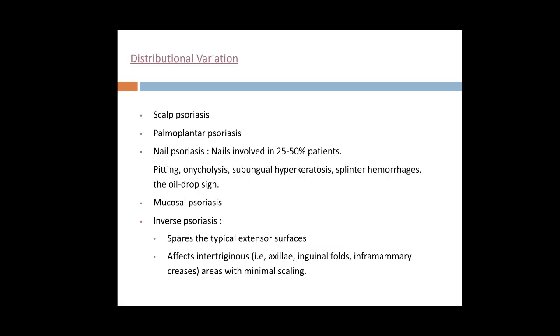Now coming to distributional types of variation in psoriasis, these are scalp psoriasis, palmoplantar psoriasis, nail psoriasis. Among the nail psoriasis, the features which you can see are pitting, onycholysis, where there is separation of the nail plate from the nail bed, subungual hyperkeratosis, which means there is thickening of the nail bed, and splinter hemorrhages. These are small hemorrhagic capillaries present below the nail plate, which can become visible in such nail psoriasis. Mucosal psoriasis, inverse psoriasis. Inverse psoriasis means there will be sparing of the extensor surfaces and involvement of the intertriginous areas.